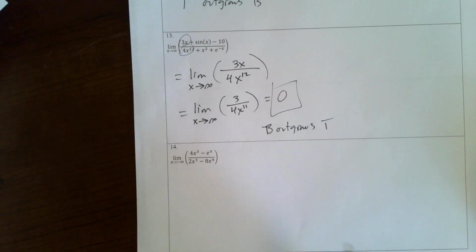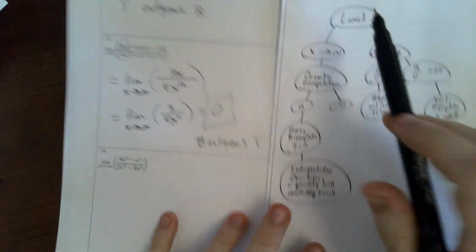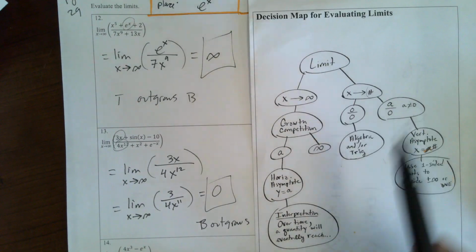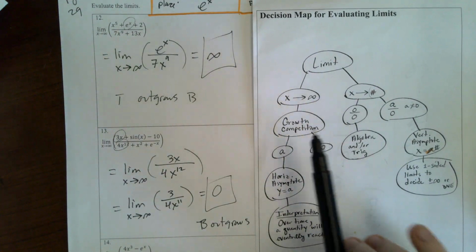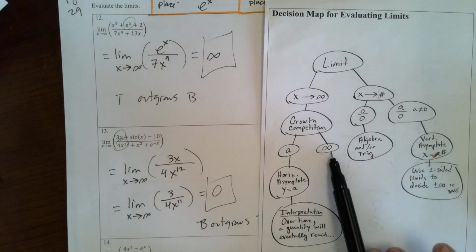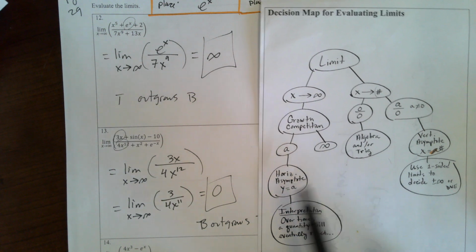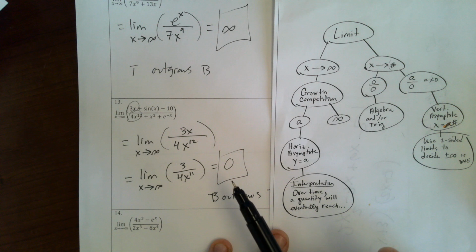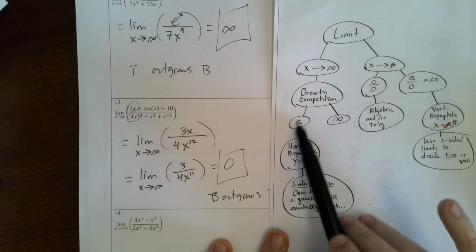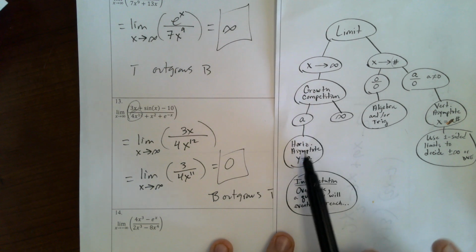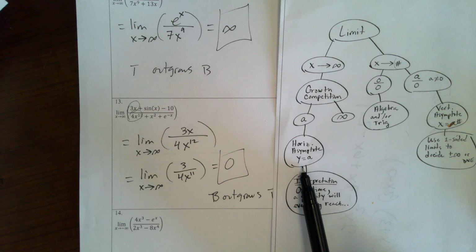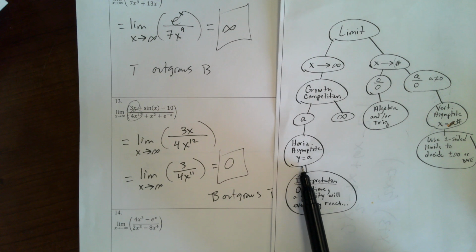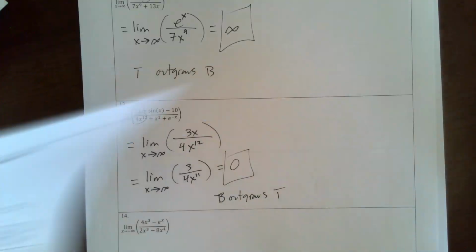Now, I just want to point this out, because we had these two situations that we just saw. X was approaching infinity, we did growth competition. In the first example, we got infinity. In the second example, we got a number. So since we got a number, which I'm just calling A here, this means we have a horizontal asymptote, y equals 0, which is the x-axis. All right, I just wanted to point that out.